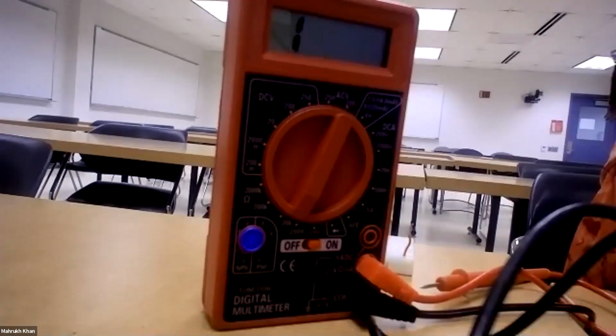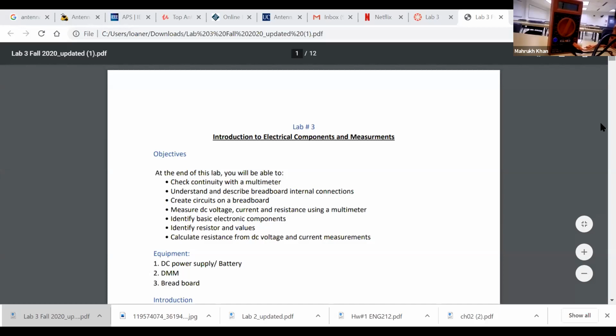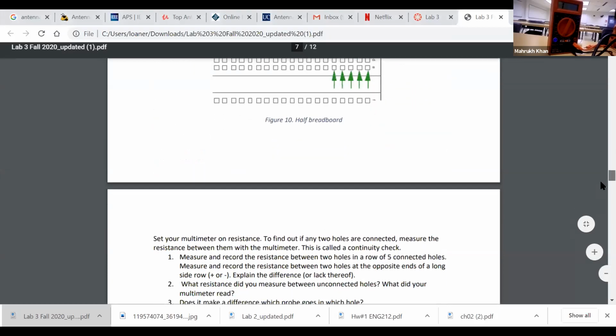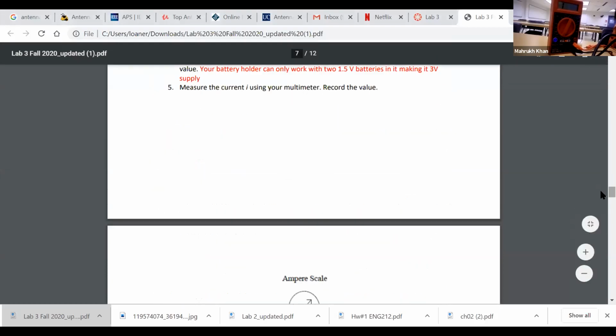So do you have any question till now, or are you clear about this breadboard and other things? Okay. Now let me share my screen. Okay. So now we will be doing here.